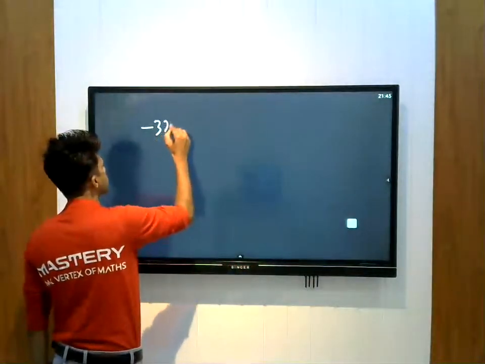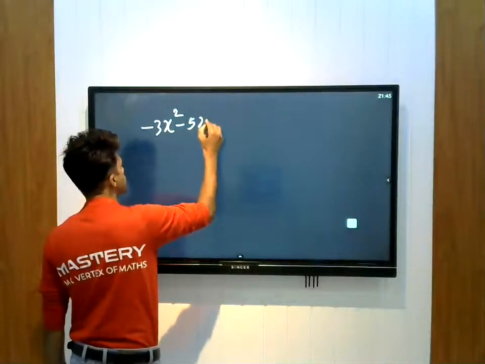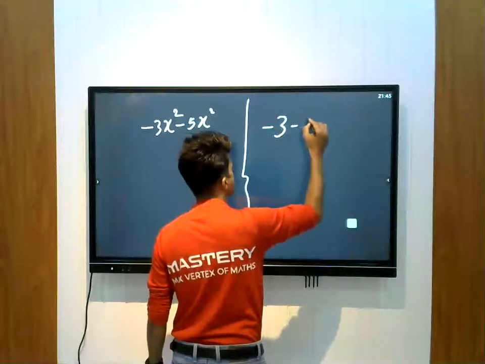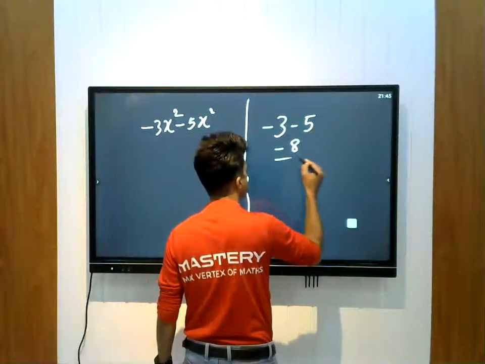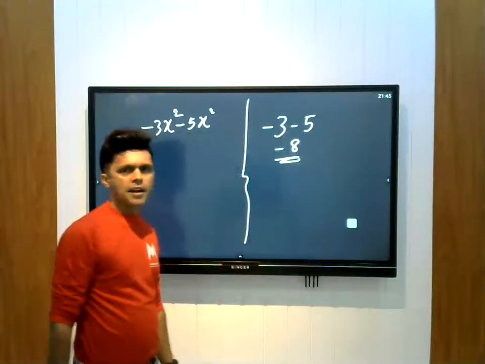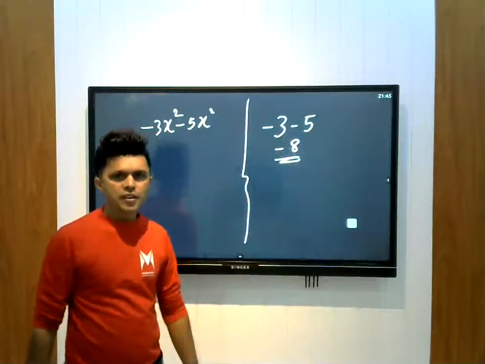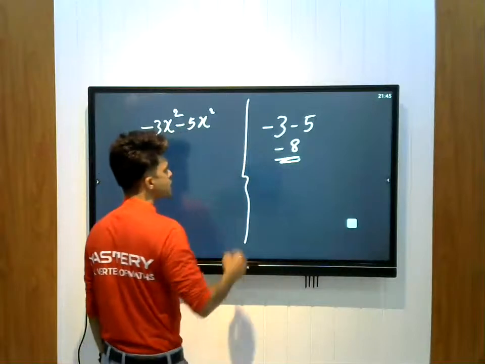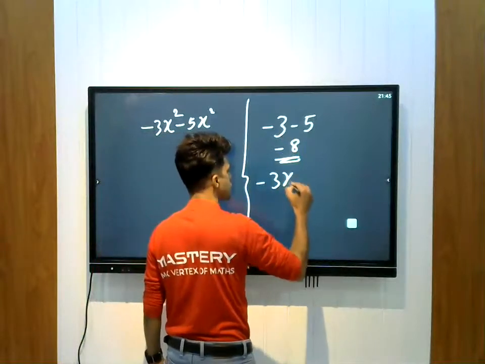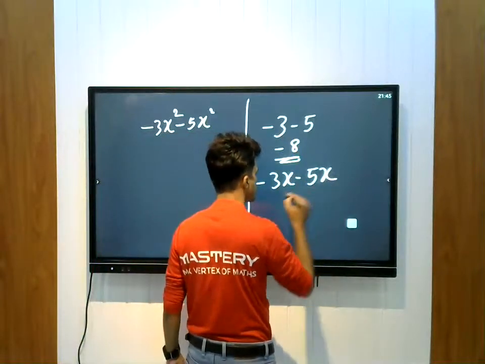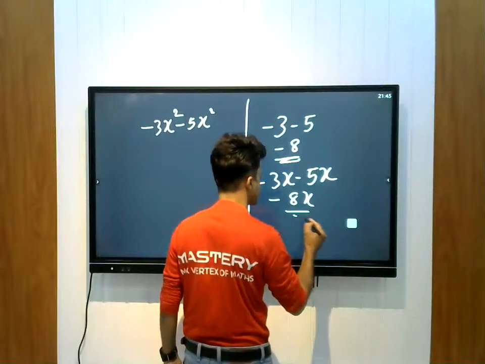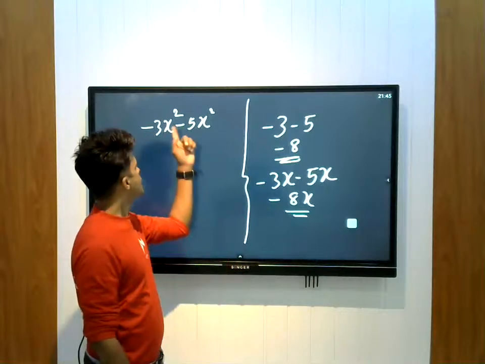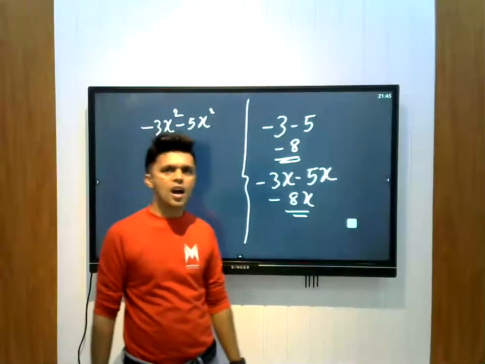Minus 3x squared minus 5x squared. Previously, we learned that minus 3 minus 5 is minus 8. So, minus 3x minus 5x, what should be the answer? This is minus 8x. Likewise, here you could see minus 3x squared minus 5x squared.